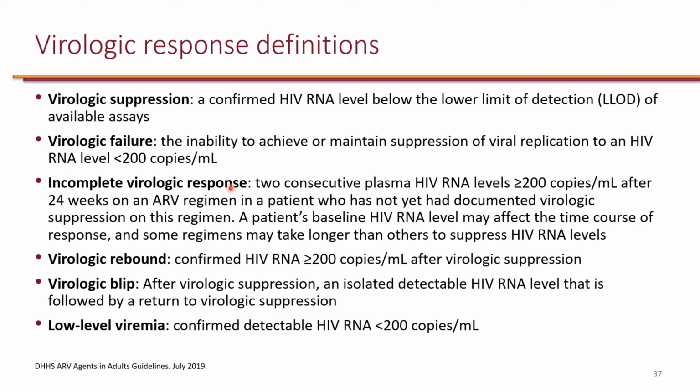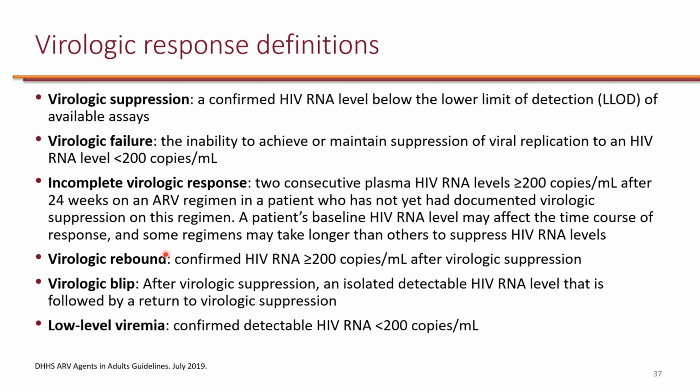Incomplete virologic response is if the viral load is greater than 200 in two consecutive viral loads that are separated by 24 weeks. So if you get a single level that's greater than 200, it doesn't necessarily mean that it's a complete virologic response. You have to look at the trend. So it could be that the viral load is greater than 200, but it's trending down. So it's important to get a second one and to see if it's trending down or up.